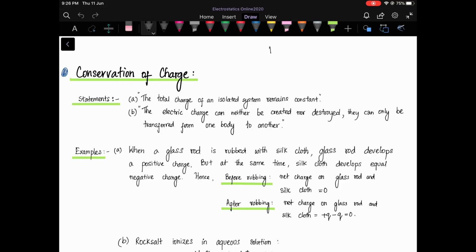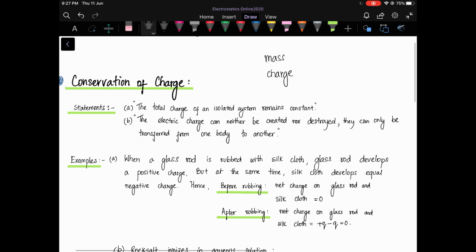You have seen we have a property called mass, and now we also have another property called charge. In chemistry you must have learned something called conservation of mass. In physics we do not talk about conservation of mass. There's a reason which we can discuss later. But charge in physics is always conserved.